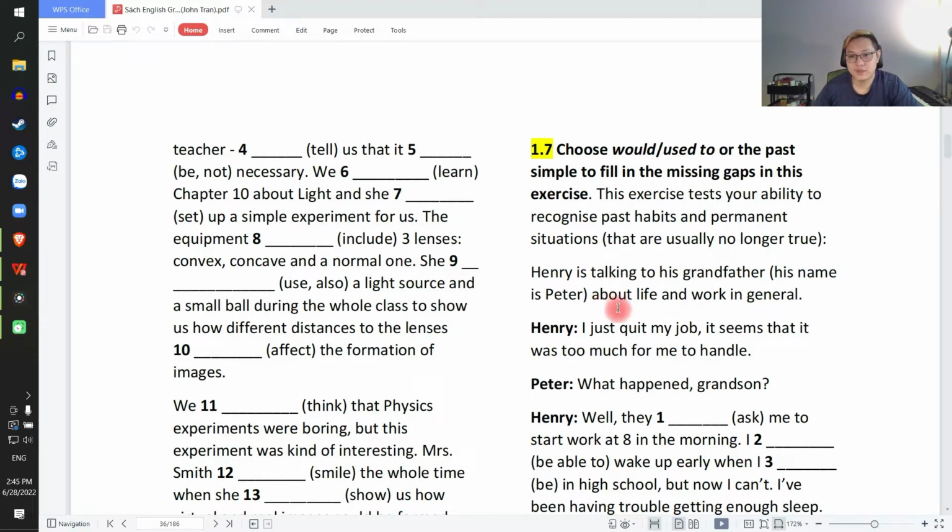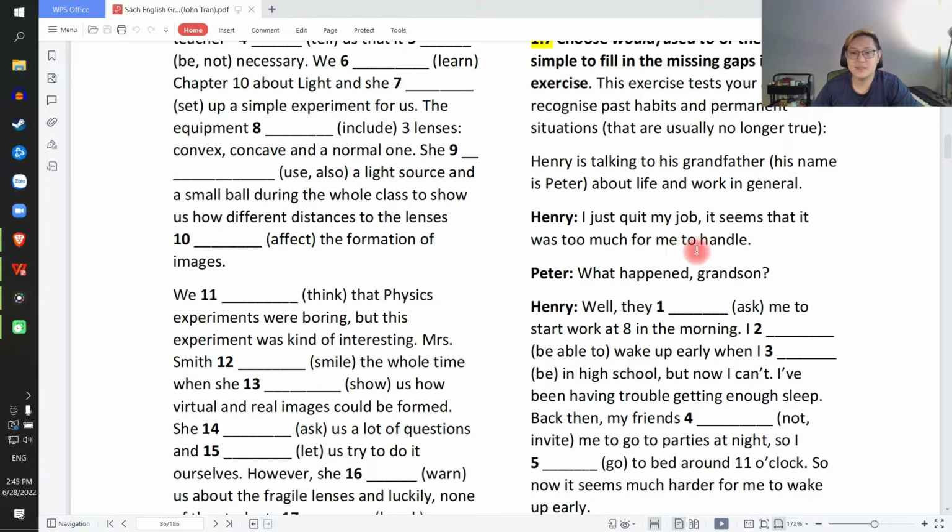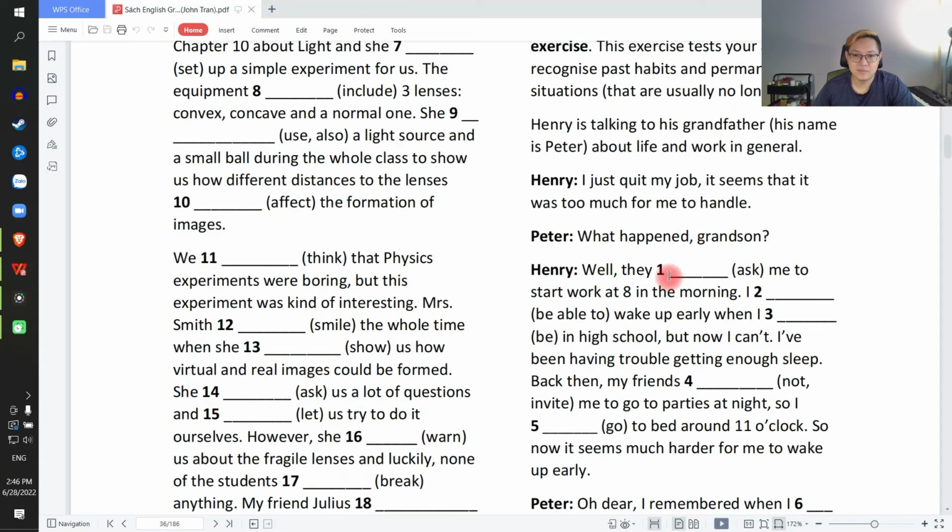Okay. Henry is talking to his grandfather. His name is Peter, about life and work in general. Henry đang nói chuyện với ông của anh ta, ông này tên là Peter, về cuộc sống và công việc nói chung. Henry: I just quit my job. It seems that it was too much for me to handle. Peter: What happened, grandson? Con vừa mới nghỉ việc, dường như là nó quá mức cho con để mà có thể chịu nổi. Có chuyện gì vậy? Có chuyện gì vậy cháu trai? What happened, grandson?